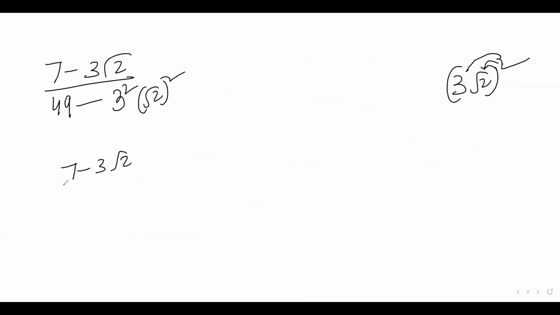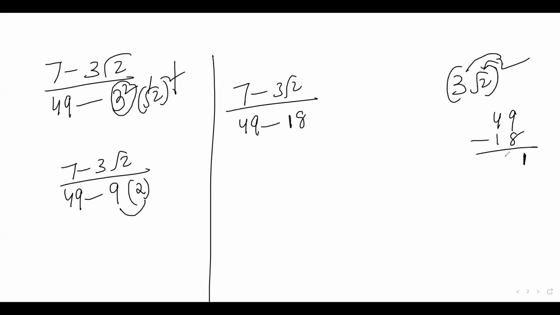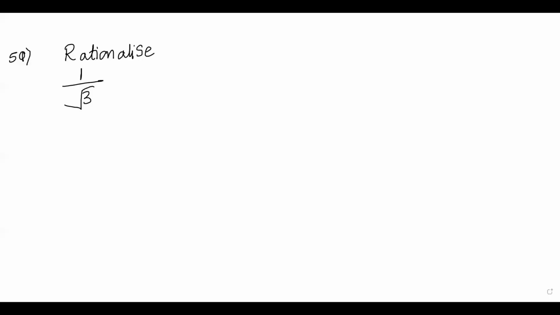7 minus 3 root 2 by 49 minus. What is 3 square? 3 3s are 9. Square and root cancel, 2 will remain. So 7 minus 3 root 2 by 49 minus 9 2s are 18. 49 minus 18 is 31. Bigger number sign is plus. So 7 minus 3 root 2 by 31 is your final answer. Please note down.